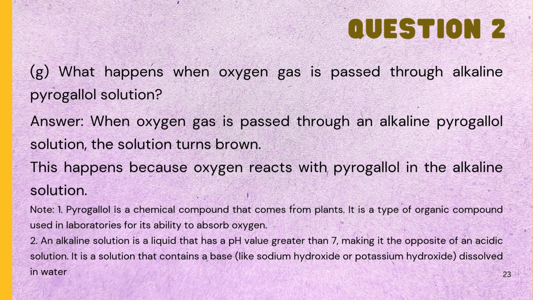Note: 1. Pyrogallol is a chemical compound that comes from plants. It is a type of organic compound used in laboratories for its ability to absorb oxygen. 2. An alkaline solution is a liquid that has a pH value greater than 7, making it the opposite of an acidic solution. It is a solution that contains a base, like sodium hydroxide or potassium hydroxide, dissolved in water.